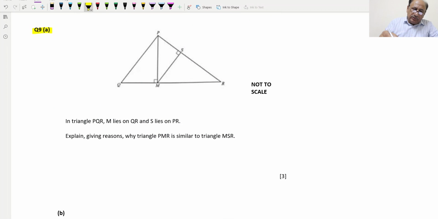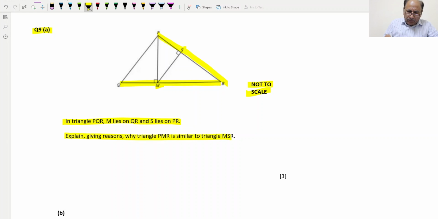Question number 9, a part. A diagram is given and it's not to scale. In triangle PQR, M lies on QR, so this is QR, and S lies on PR, so S lies on PR on this side.